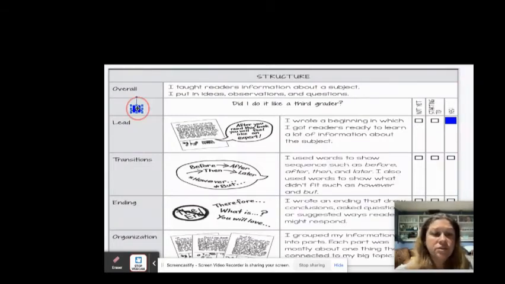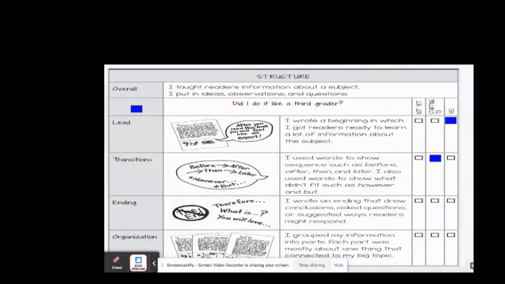Or if you started to, then you could just drag and drop to started to. If you feel like as you're rereading your writing, you need to add more transition words, go for it. Improve your writing. The whole point is to make it better. And that's why we have this checklist to help you.